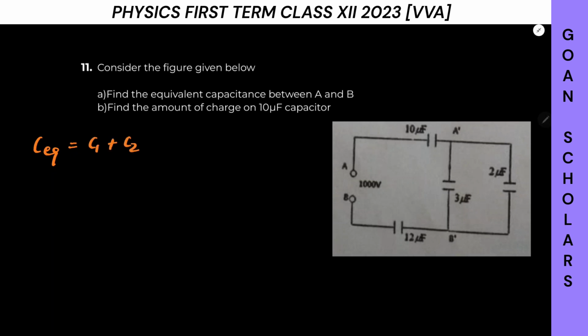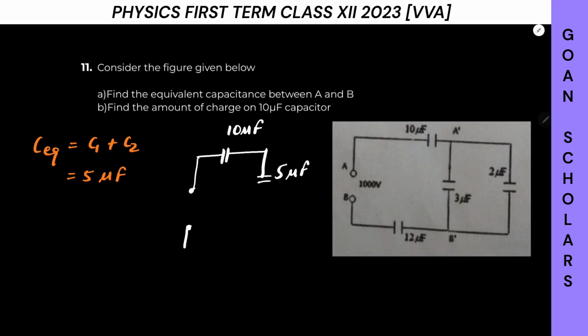Be very careful. Don't make the mistake of resistors. In resistors, it's 1 by. Here it is straight away. So 2 plus 3 will become 5 microfarad. Okay. So let's redraw our diagram so that we become clear with this concept. So here we have a battery. I'm not writing the voltage initially because we are finding the equivalent here. So this is our 10, and here we have the 5 we just found.